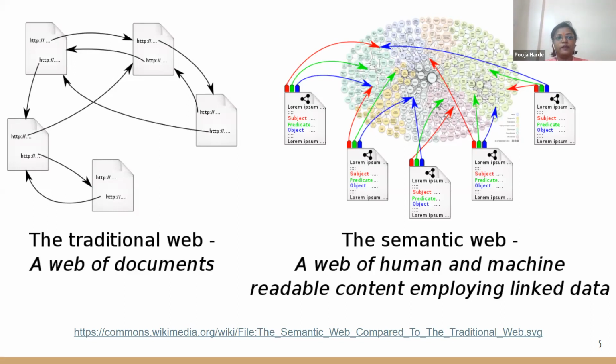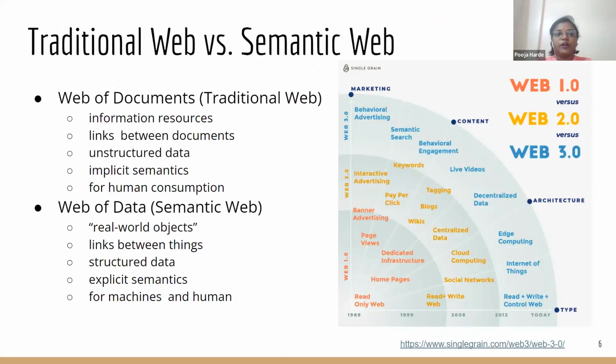Now, if we want to talk about the difference between the traditional web and the semantic web, the traditional web is also called a web of documents, but the semantic web is called a web of data. Here the data is the important component instead of the documents.